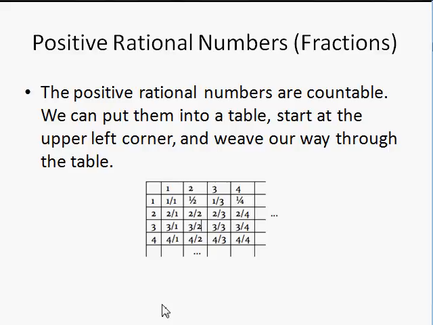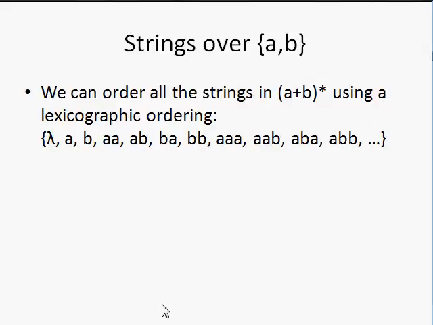What else is countable? Strings made out of A's and B's is a countable set. We've seen how to list these guys. You list first by length. So here's a string of length 0. Here are two strings of length 1. And when you have more than one string of a certain length, you put them in alphabetical order. So here are 4 strings of length 2, and you notice they are in alphabetical order.